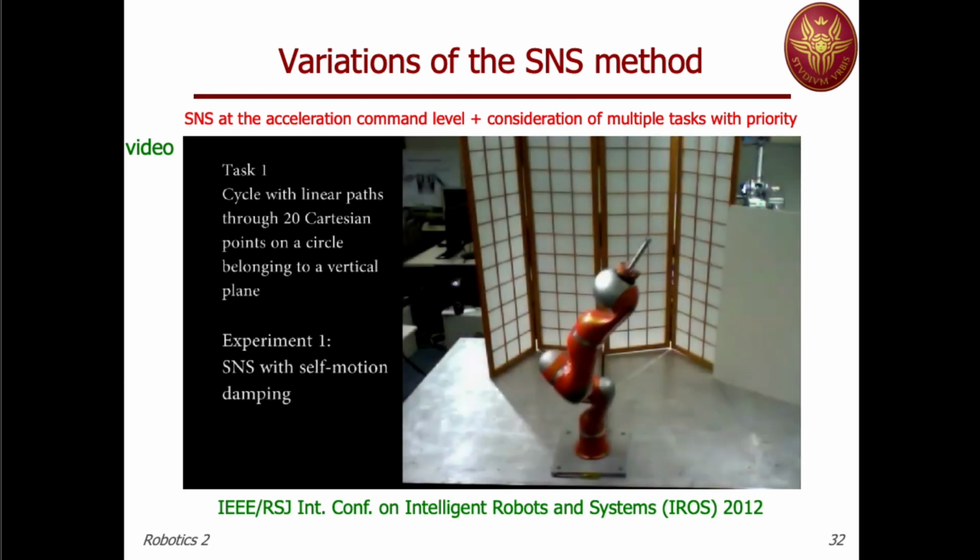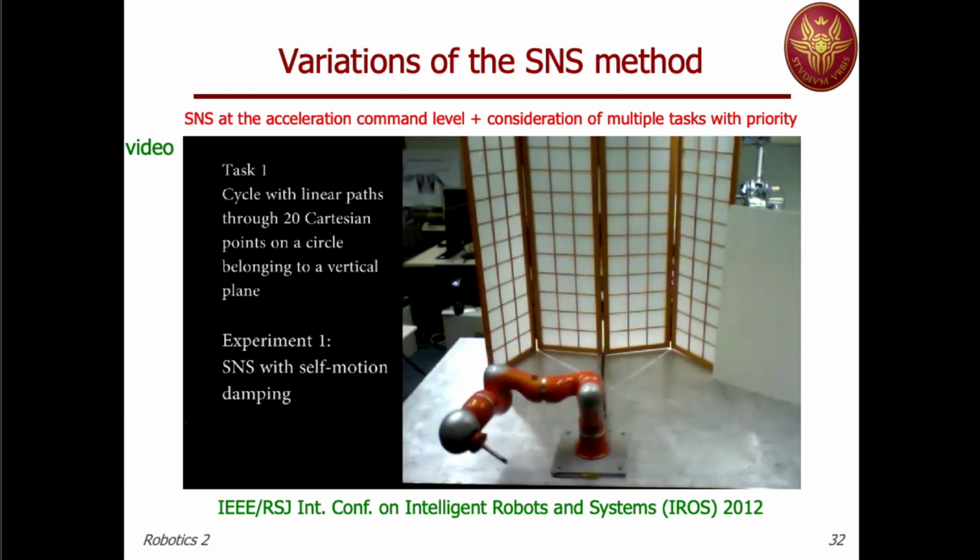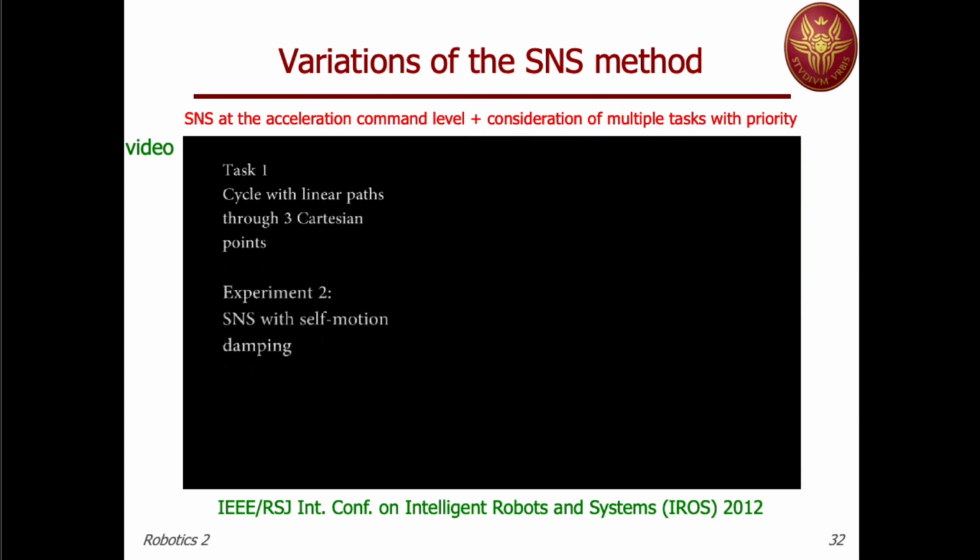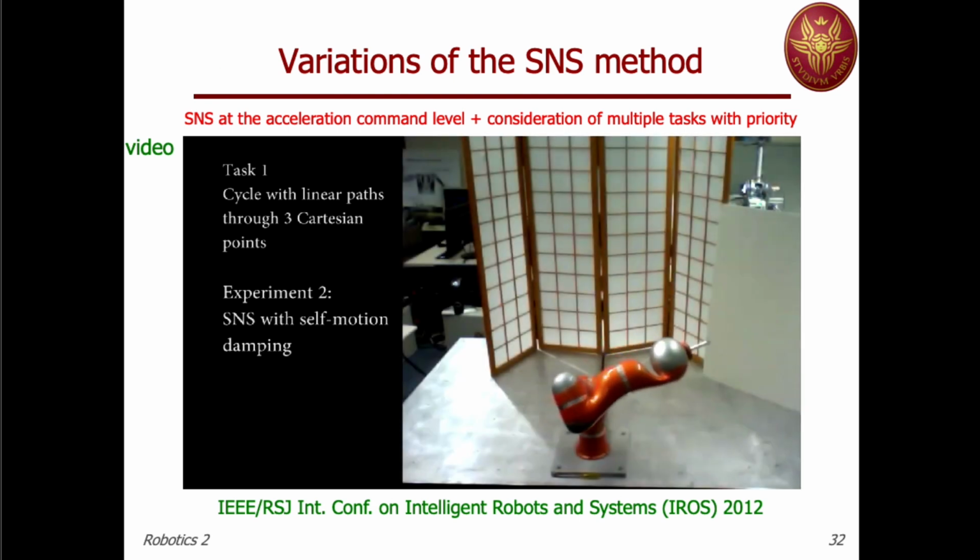And now a final experiment. This is, again, in acceleration. There's a linear path that goes through 20 points, which are very close, so it seems like the end effector is going around a circle. And this is, again, the SNS method with self-motion damping at the acceleration level.